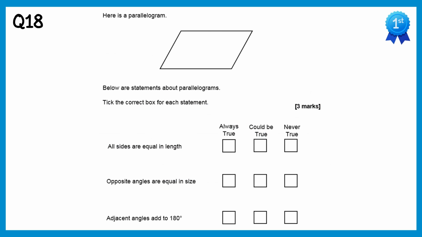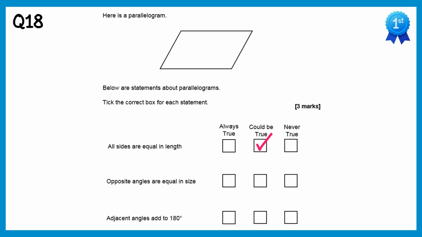For this question, we're looking at some facts about parallelograms. First of all, we need to decide if all of the sides are equal in length. Well, in the one we've got here, clearly they're not all the same length, but you can draw a parallelogram like this, which if you turn sideways, is a rhombus, and all of the sides are the same length. A rhombus is just a special parallelogram, so this could be true.